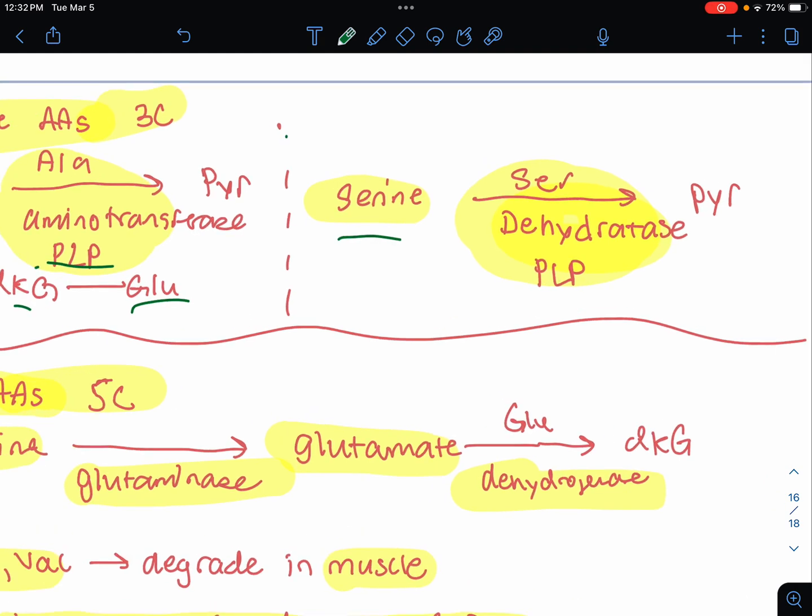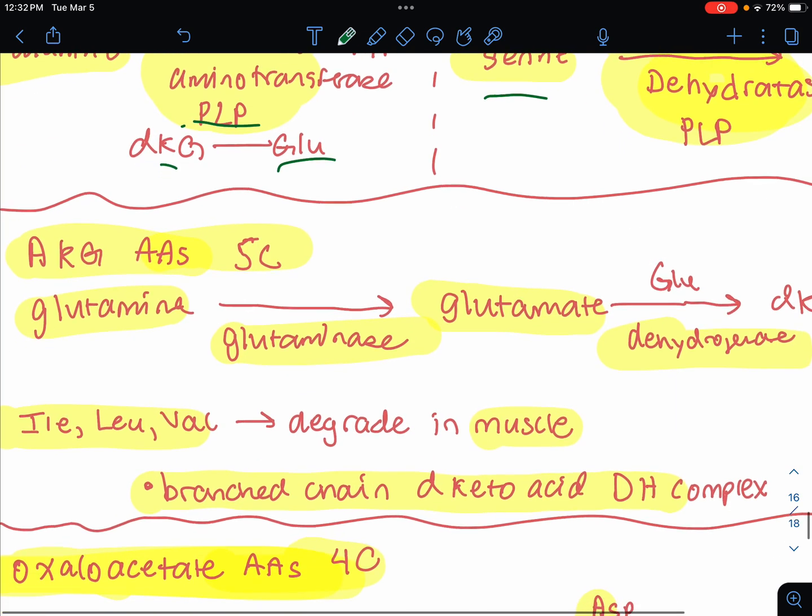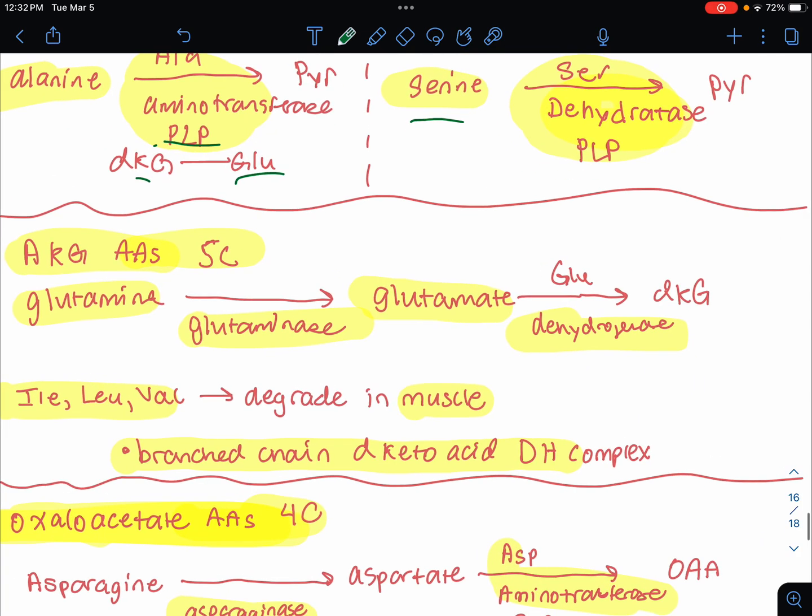Okay, so now looking at serine. Serine will use a serine dehydratase, which also requires PLP, and you're going to make pyruvate. The alpha-ketoglutarate amino acids are going to be 5-carbon molecules. We've seen this before: glutamine will require glutaminase, and that will make glutamate. Then you take glutamate and use a glutamate dehydrogenase, and that's going to form alpha-ketoglutarate.